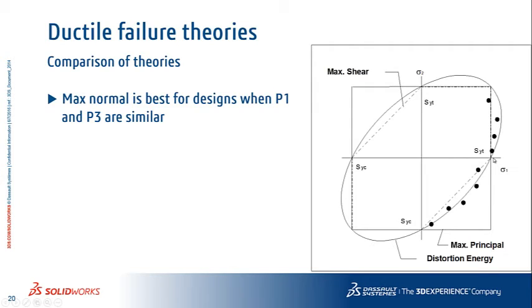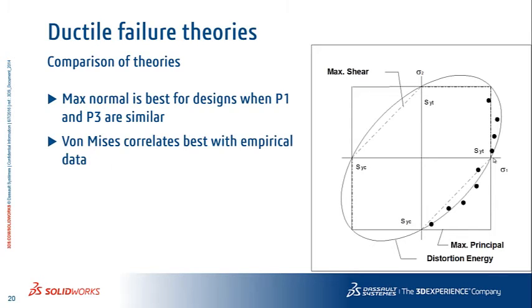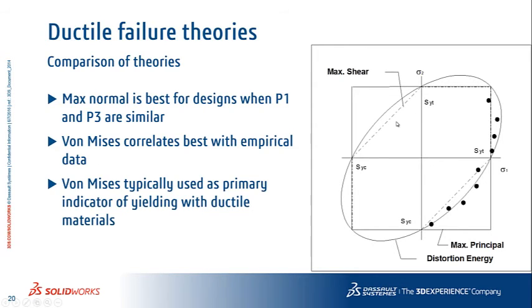So if your P1 and P3 values are relatively similar, then this can be an adequate one to use. Von Mises correlates best with the empirical data. So you can see here's where the empirical data lies. It's real close to our von Mises.